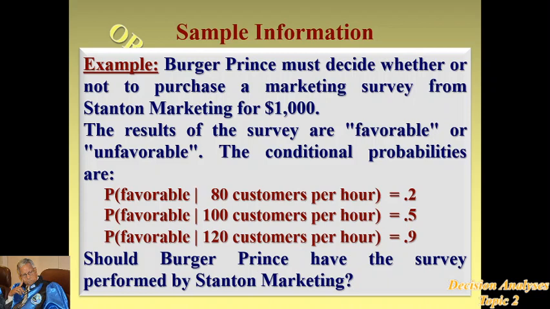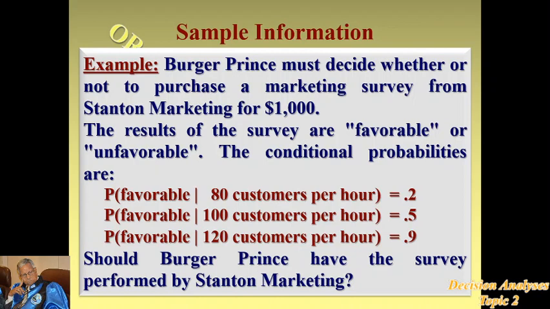From these conditional probabilities, we can deduce other conditional probabilities. The probability of unfavorable condition given 80 customers is 0.8, because 0.2 plus 0.8 equals 1, since the result will be either favorable or unfavorable.